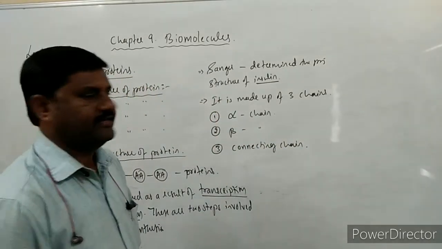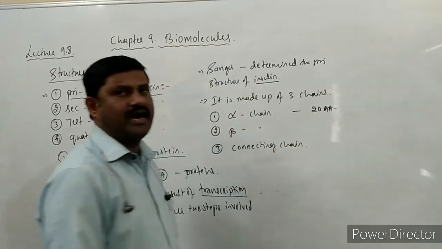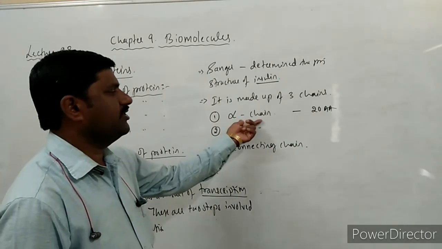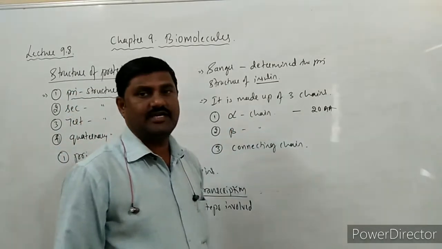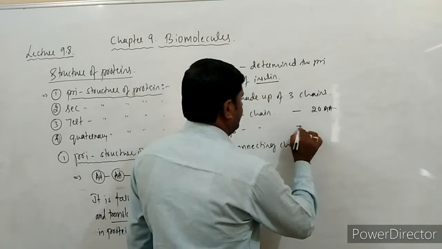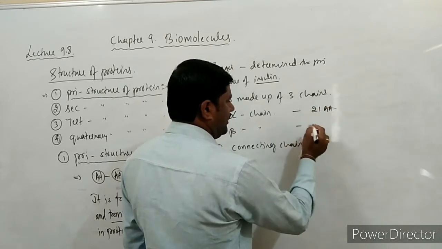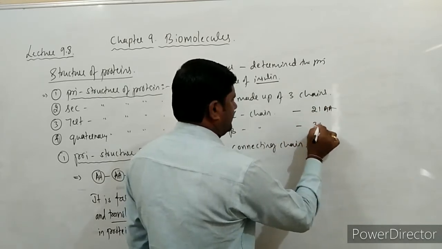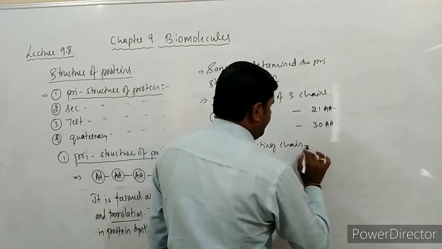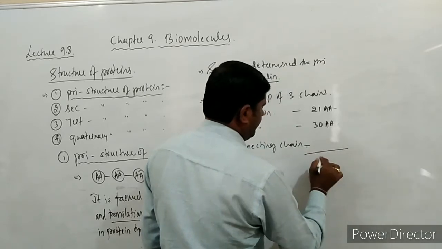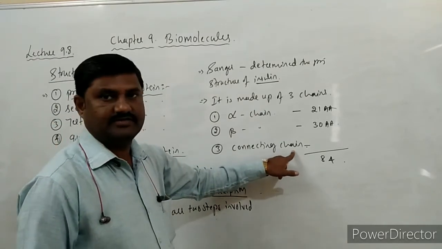The alpha chain contains 20 amino acids, a chain of amino acids that forms the protein molecule, right? Simultaneously, there are 21 amino acids here, and the beta chain contains 30 amino acids. The total number of amino acids present here is 84. Then how many remained? They form the connecting chain.